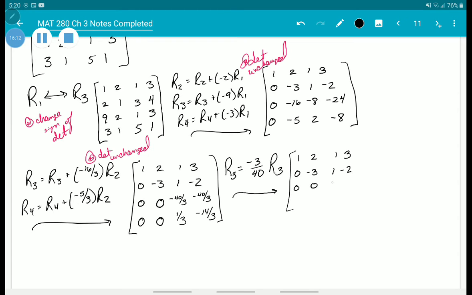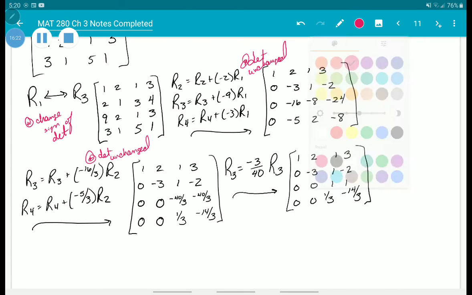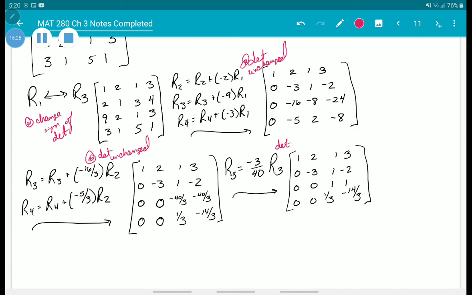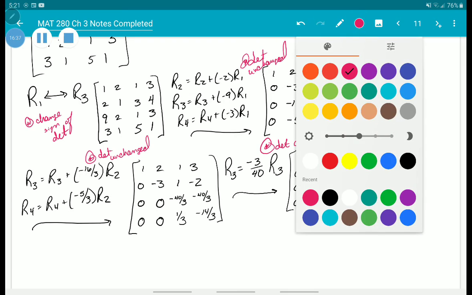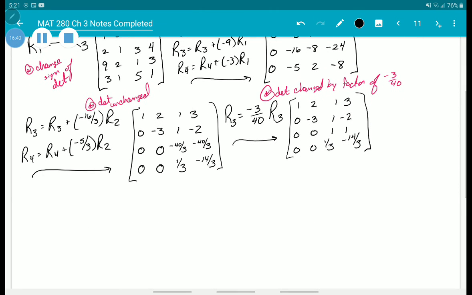That's going to give me 0, 0, 1, 1. That's going to be nice to deal with. And I'm just going to have some 1/3 down here and 14/3. The determinant has been changed. It's been changed by a factor of -3/40. So we need to keep that in mind. And then our last step would be to take row 4 and replace it with row 4 plus -1/3 times row 3.